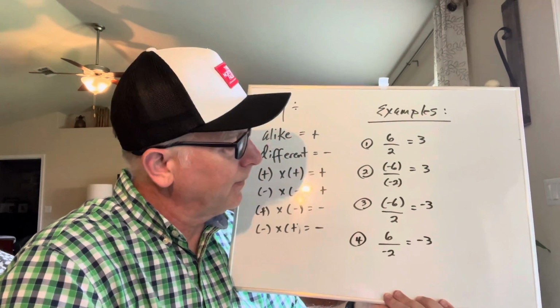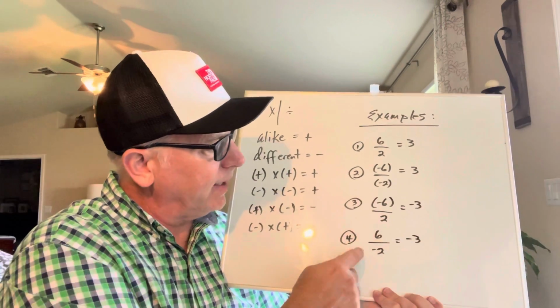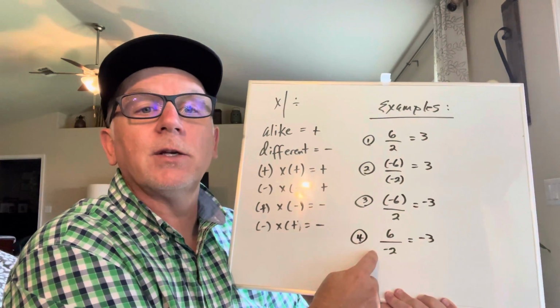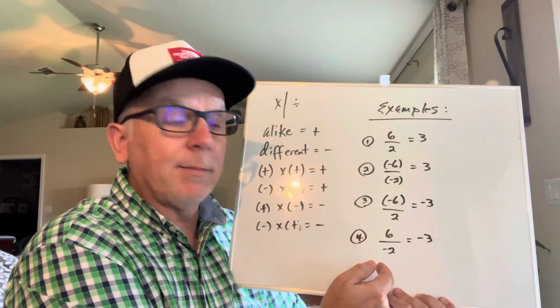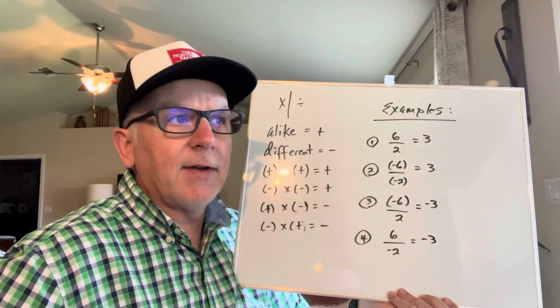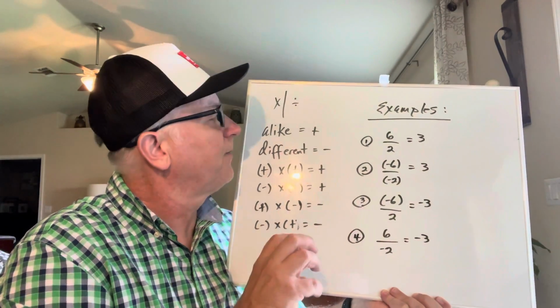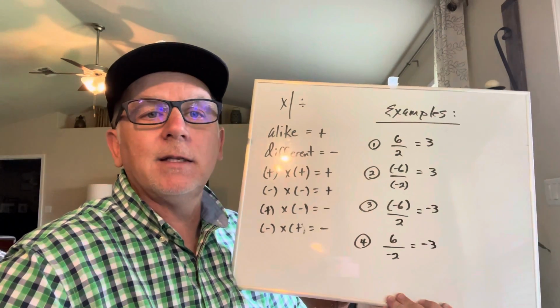That's different. And notice lastly that 6 divided by negative 2 is negative 3. So here the signs are different also. The top number is positive, the bottom number is negative. So when you do that division, it's going to be a negative answer, so negative 3. So these are the rules for multiplication and division.